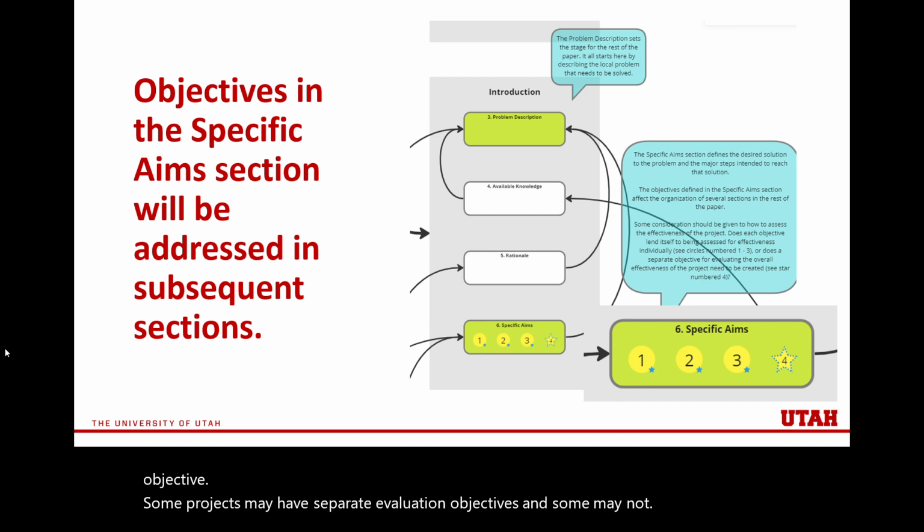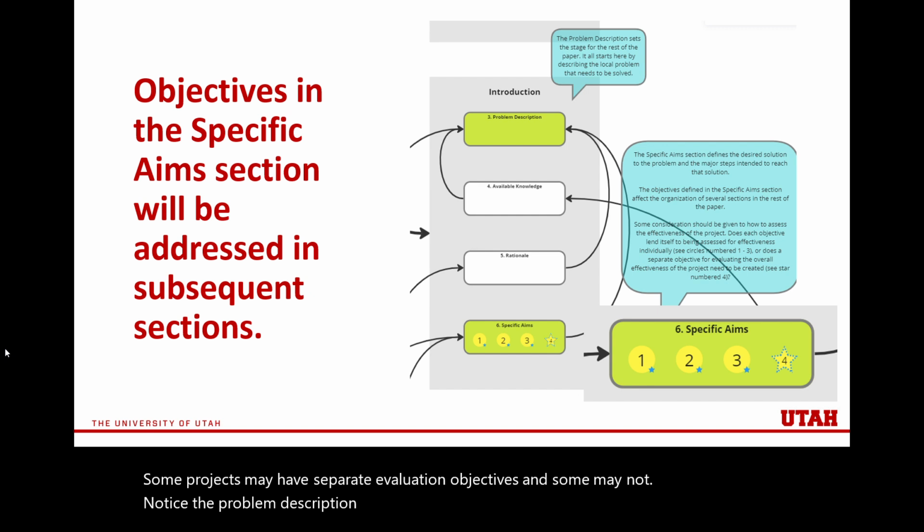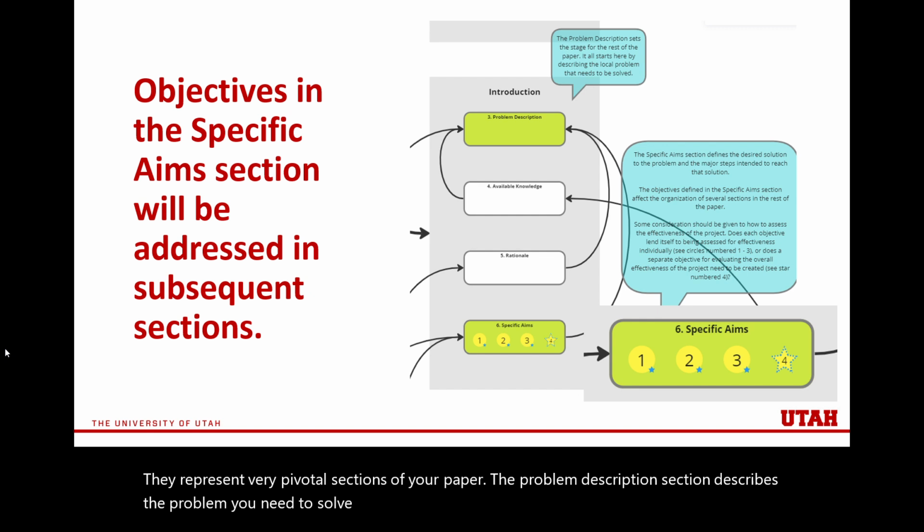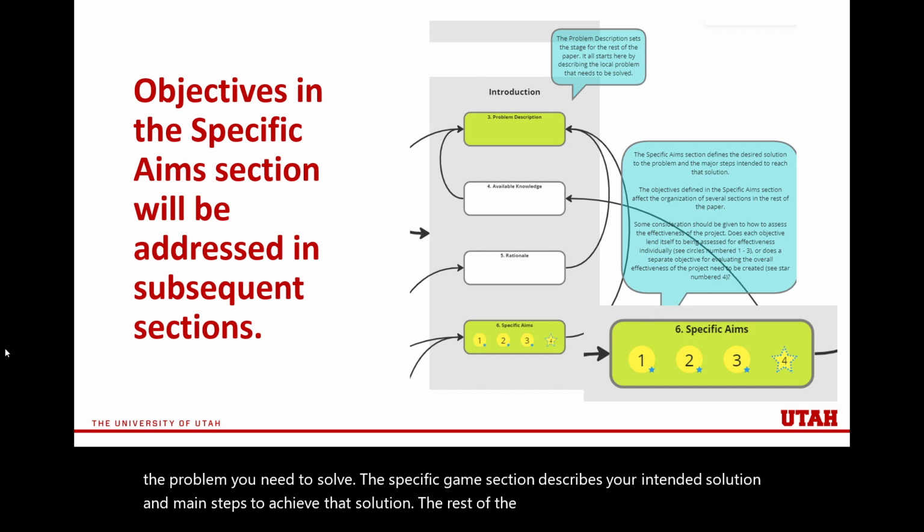Notice the problem description section and the specific game sections are colored green. They represent very pivotal sections of your paper. The problem description section describes the problem you need to solve. The specific game section describes your intended solution and main steps to achieve that solution. The rest of the paper hinges on these two sections.